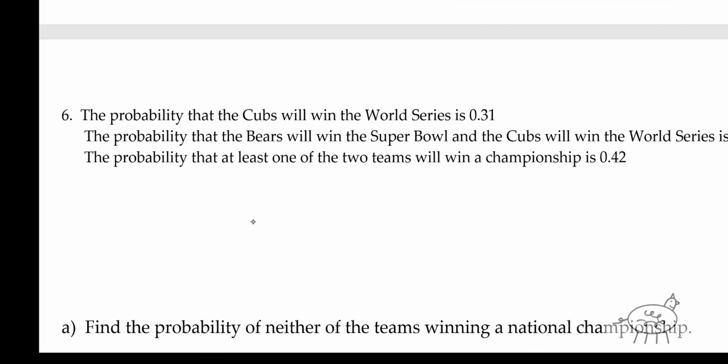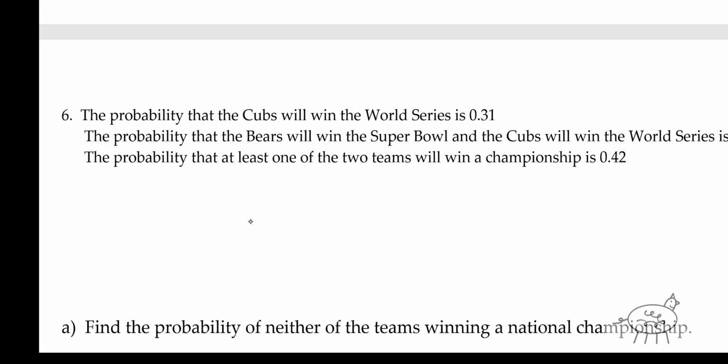Moving on to number 6. It's kind of a longer packet, but it's okay. It just covers everything. All right, the probability that the Cubs will win the World Series is 0.31. Pretty good. The probability that the Bears will win the Super Bowl and the Cubs will win the World Series is 0.18. The probability at least one of the two teams will win the championship is 0.42.